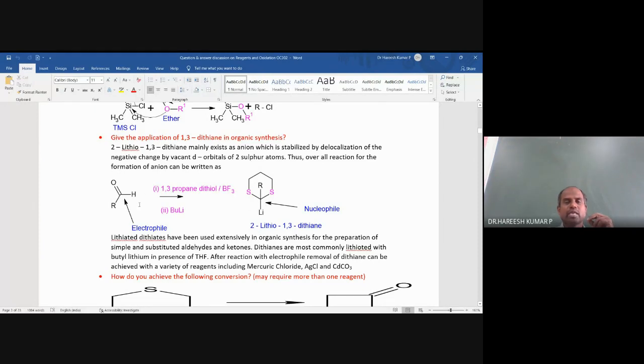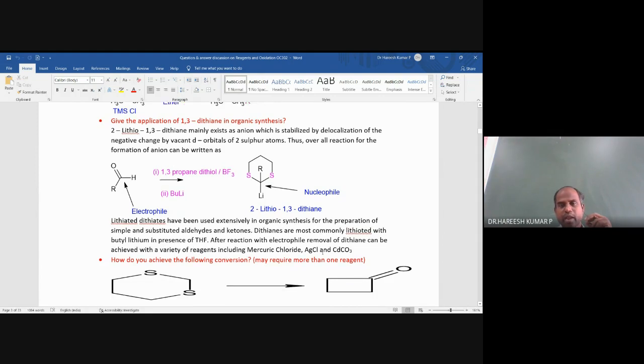We convert a carbonyl compound by treating it with 1,3-propanedithiol in the presence of trifluoroborane. It will form a dithiane, 1,3-dithiane. And what is the role of butyl lithium? Butyl lithium will capture this proton and form an anion. That is how the electron-deficient carbonyl carbon is converted into an electron-rich carbon.